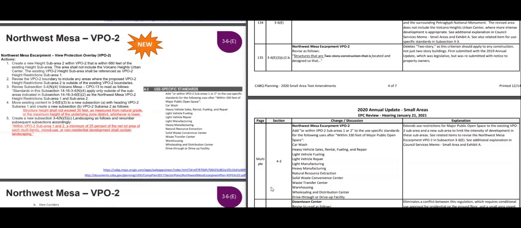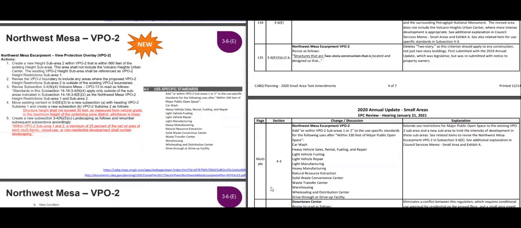And the uses include car wash, heavy vehicle sales, rental, fueling, and repair, light vehicle fueling, light vehicle repair, light manufacturing, heavy manufacturing, natural resource extraction, solid waste convenience center, waste transfer center, warehousing, wholesaling and distribution center, drive-through or drive-up facility. So these are essentially manufacturing, industrial or auto-oriented uses.